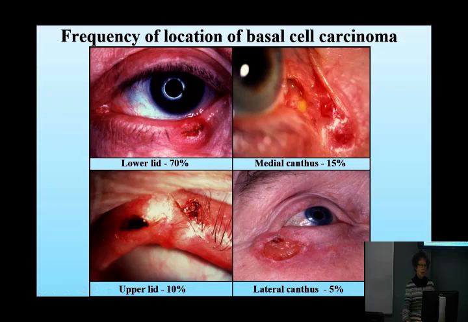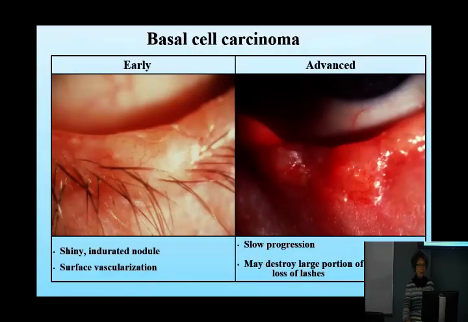Here's an early one, and you can see, yes, there are still eyelashes down here, but if you look, we have a couple rows of eyelashes, and there are absolutely no eyelashes underneath where this is growing. Obviously, this is much more advanced. And these usually are very slow progressing.